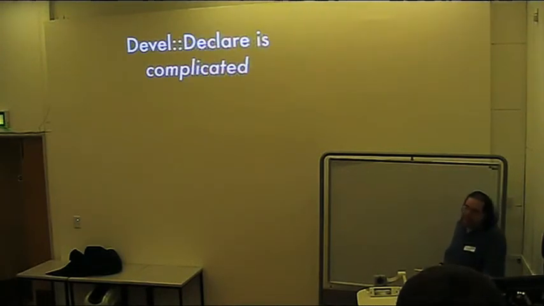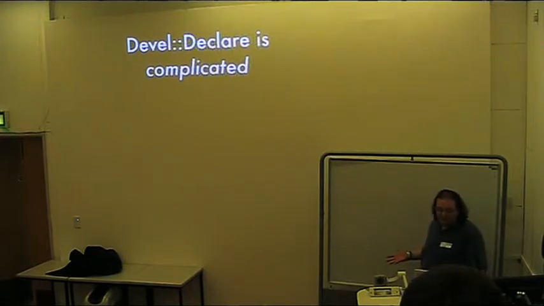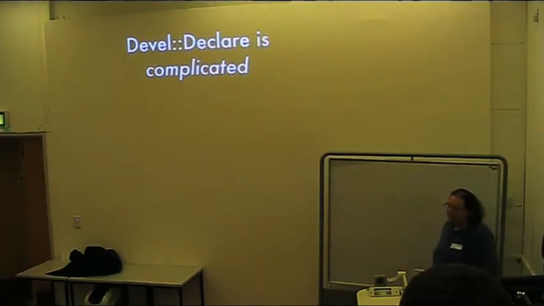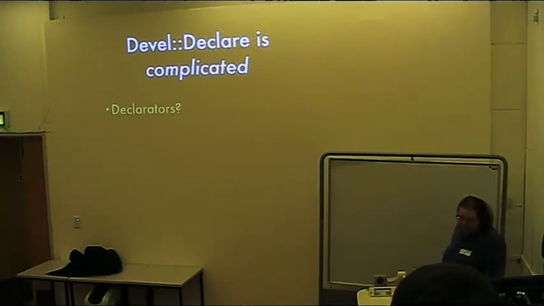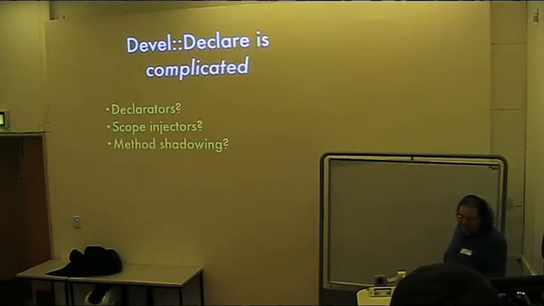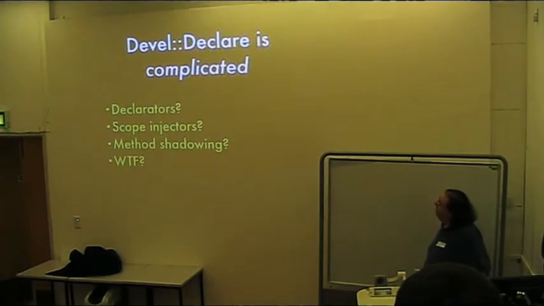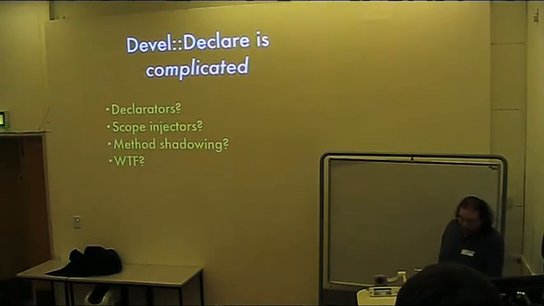But Devel declare is complicated. I don't know if you've ever tried to implement a custom Devel declare syntax. I did not succeed. There's this weird stuff, declarators, scope injectors, method shadowing. I still don't know how that works, even after reading the documentation and trying to read the code. It's an impressive piece of engineering, but it's not really for mere mortals like me.